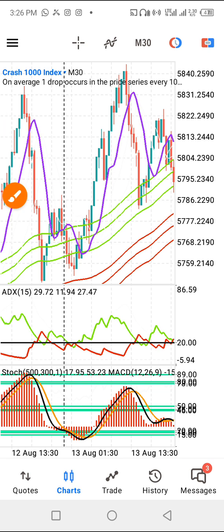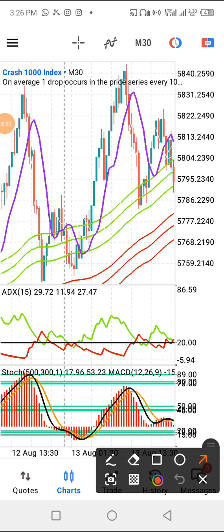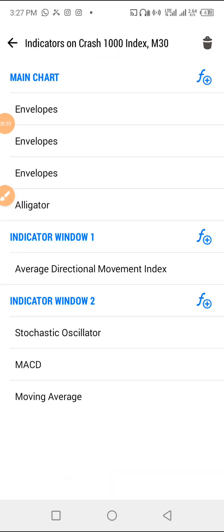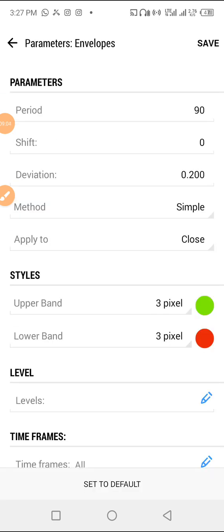Now, for you to add the indicators, you have to click on this icon here. When you click on that icon, it will take you to the windows. The first indicator you're going to add is Envelope with a period of 90, shift 0, deviation 0.200, method simple, apply to close, while your upper band and your lower band should be green and red respectively. No level added.